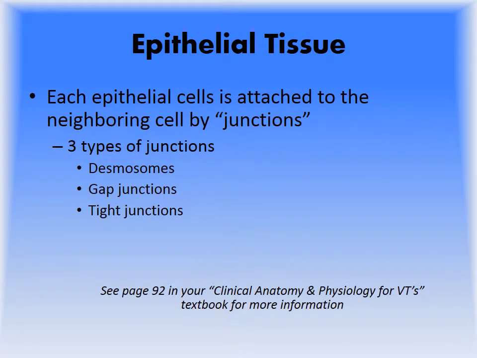Each epithelial cell is attached to its neighboring cell. Remember, we talked about how it's a whole bunch of cells that make up a sheet, and they're all attached to each other by junctions. There are three different types of junctions that we're going to talk about: desmosomes, gap junctions, and tight junctions. These are three different types of connections that epithelial cells are going to make with each other. They're going to kiss each other and touch each other and connect to each other, and these are the three ways that they're going to do that.